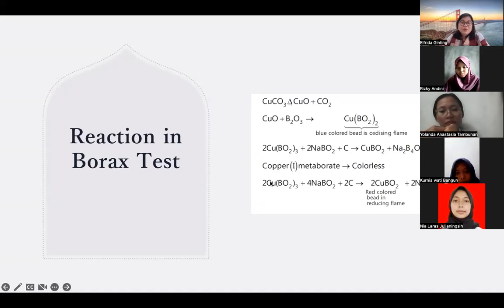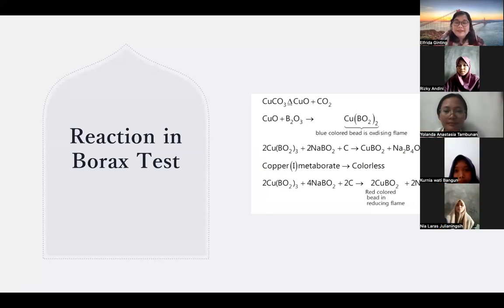So that's how this analysis is interesting, because you're not only able to differentiate different metals, but you can differentiate different oxidation states of the same metal. Is it clear for you guys for this part? Is it clear?